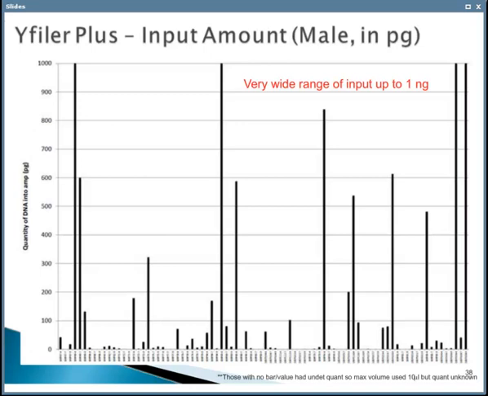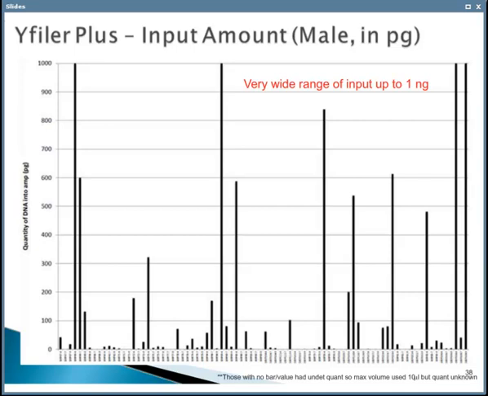So what about the same samples then? Once we've typed, what we've done is taken these samples now, and we've added either 1 nanogram of male DNA, or we've added the max volume that we could get, 10 microliters. And what we find is that here's the Yfiler Plus results.